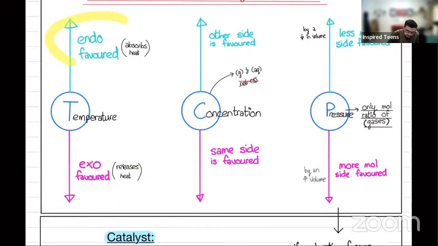So here, remember, we increased temperature. Here it technically decreased because it absorbed all that extra temperature. Here we decreased temperature, it favored the exo, so that the exo could release heat to balance out the chemical reaction. Then concentration: the other side is favored when it increases, the same side is favored when it decreases. The less mole side is favored when pressure increases, the more mole side when pressure decreases. I hope that makes sense.